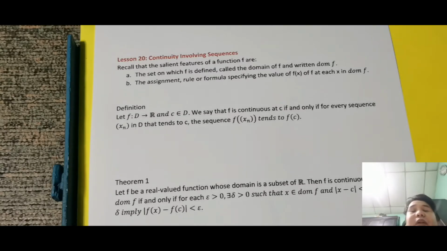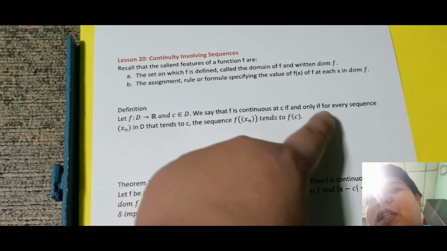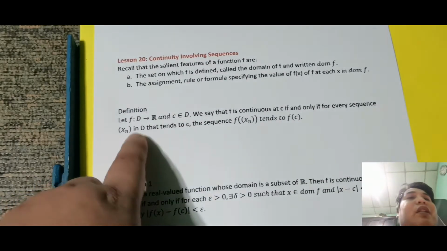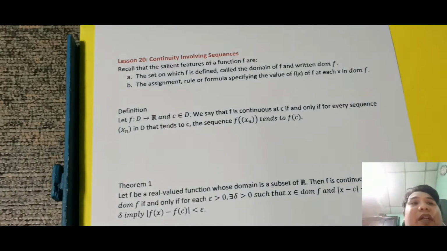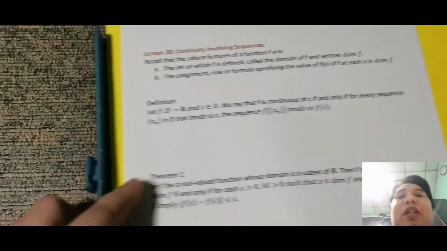Okay, so let f be a function mapping from domain D going to real numbers and c element of the domain. We say that f is continuous at c if and only if for every sequence x sub n in D that tends to c, the sequence of f of x sub n tends to f of c. Ano yung ibig sabihin yan?